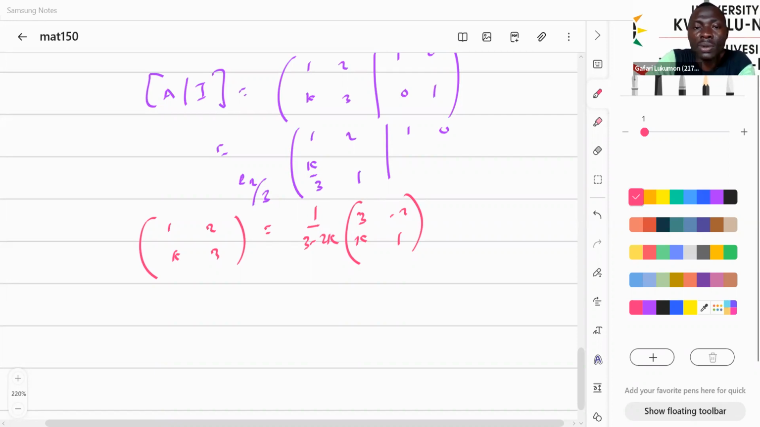Find the value. Guys, are you with me? Can you check the question on your side: find the value of k such that A, [1, 2; k, 3], has an inverse?